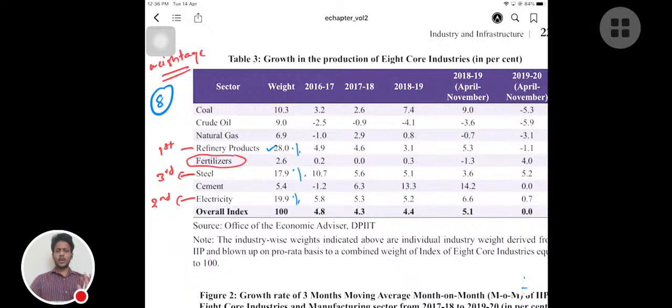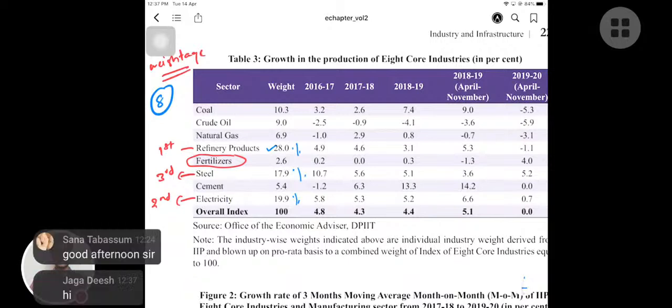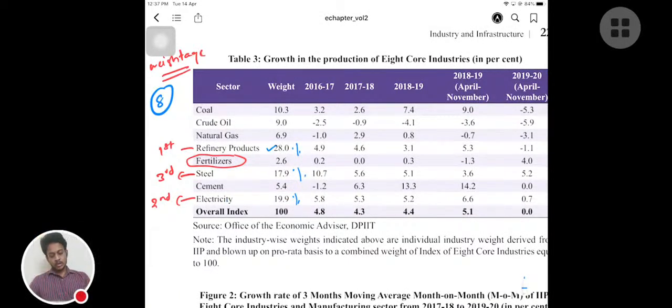Rest of all is not required. If you remember the top 3, that is enough. No need to remember all the industries. But still, if you want more information, you will have more chance of clearing the prelims examination, even if the paper is difficult. So you can do that.